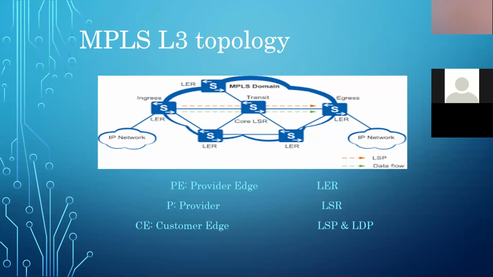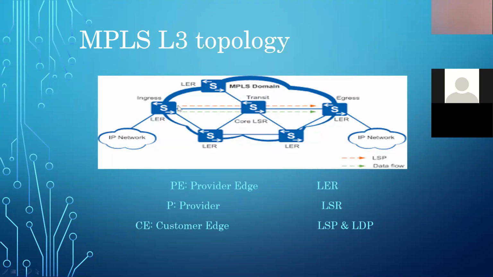And here is a topology, as you can see. There are these PE routers, or provider edge routers. That means they are found on the edge of the provider network. And there is a P router, which is found inside the provider network. The provider edge router is also called the label edge router because it's found on the edge of the provider network. And this is the IP network, or the customer edge CE network.